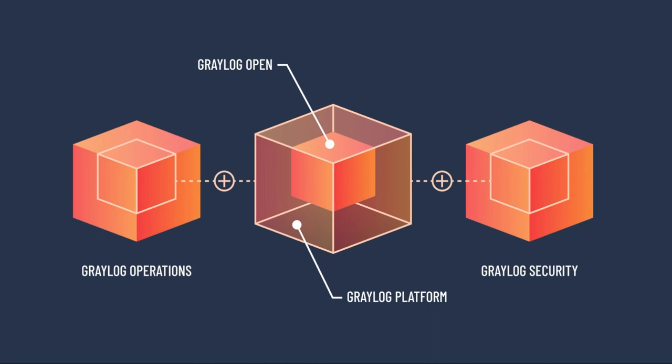Graylog is comprised of two enterprise products, Graylog Operations and Graylog Security. They run on the same platform installation, use shared data, and require no additional infrastructure. You have the choice of cloud or self-managed, allowing you to decide what's best for your organization's needs.